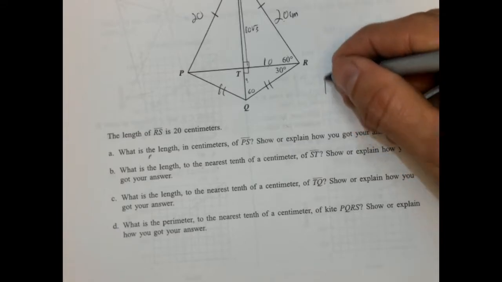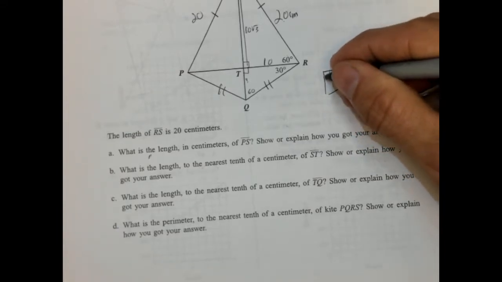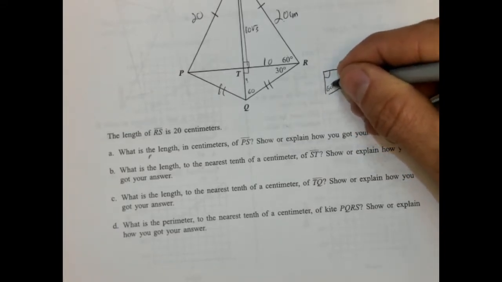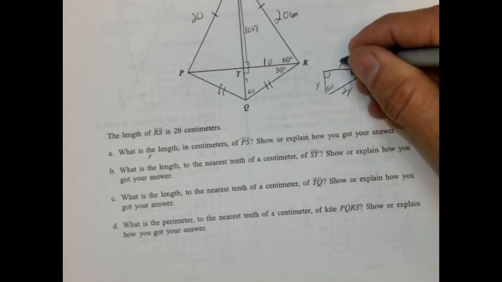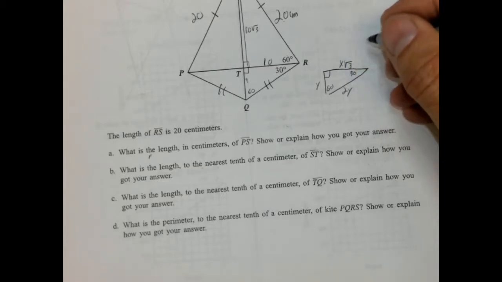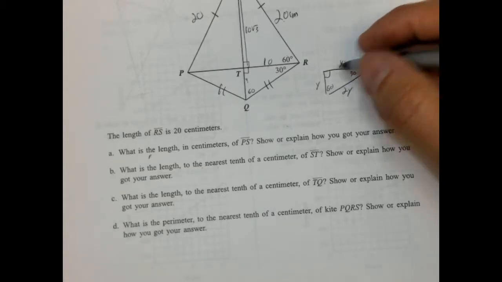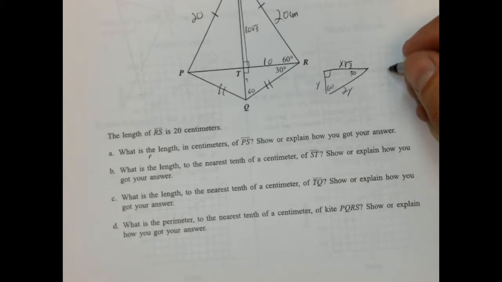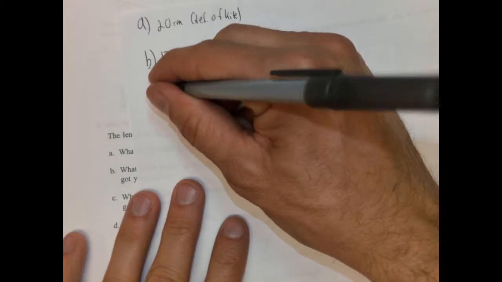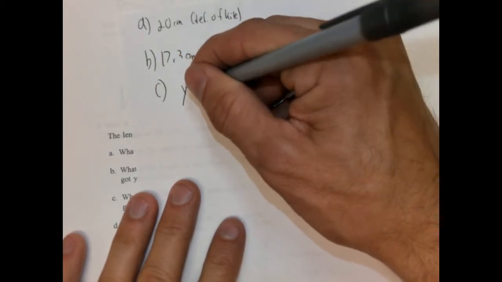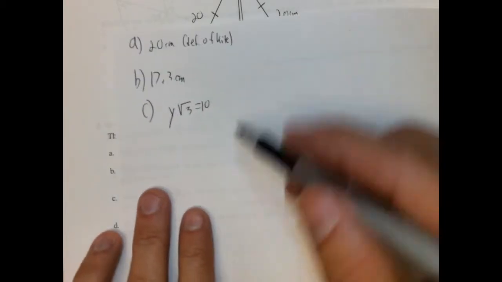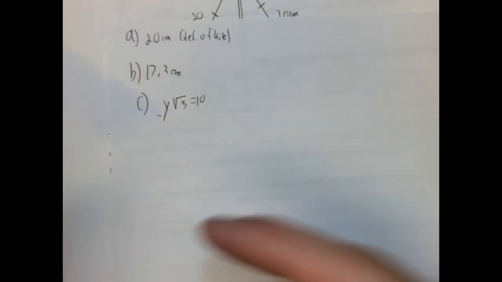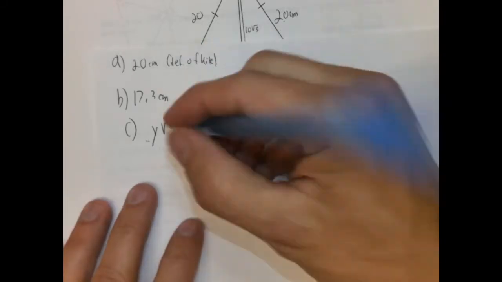So I'm going to redraw the triangle right here. 30, 60, 90. So 2y, y, and then y radical 3. So y radical 3 is going to be 10. I'll write this on this piece of paper. So y radical 3 is 10. We're going to solve for the short side, so we're going to solve for y here. We're going to use a different color. We're going to divide both sides by radical 3.